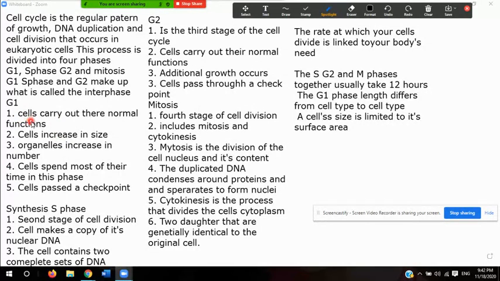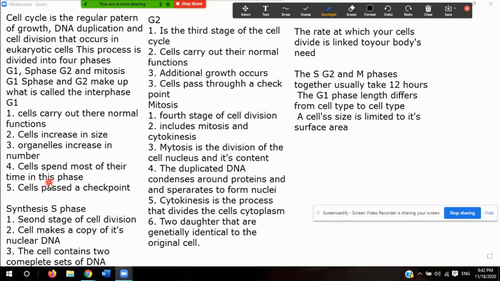Okay, now let's talk about them individually for a bit. The G1, or gap 1. In gap 1, cells carry out their normal functions. Cells increase in size and organelles increase in number. So the cell grows and the organelles inside the cell also begin to increase in numbers. The fourth thing that happens in the G1 phase is that cells spend most of their time in this phase. So it's worth noting that cells spend most of their time in this phase, and that's going to depend on what type of cell we have.